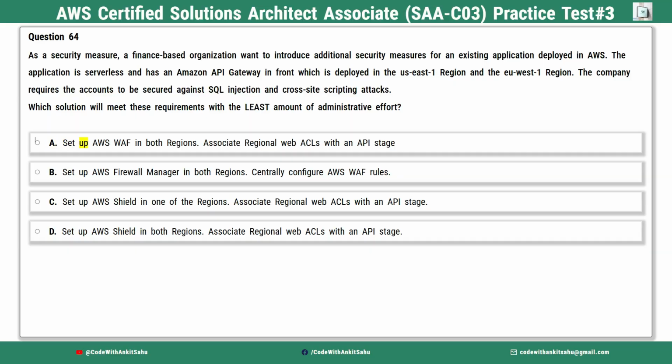Option A. Set up AWS WAF in both regions. Associate Regional Web ACLs with an API stage. Option B. Set up AWS Firewall Manager in both regions. Centrally configure AWS WAF rules. Option C. Set up AWS Shield in one of the regions. Associate Regional Web ACLs with an API stage. Option D. Set up AWS Shield in both regions. Associate Regional Web ACLs with an API stage.